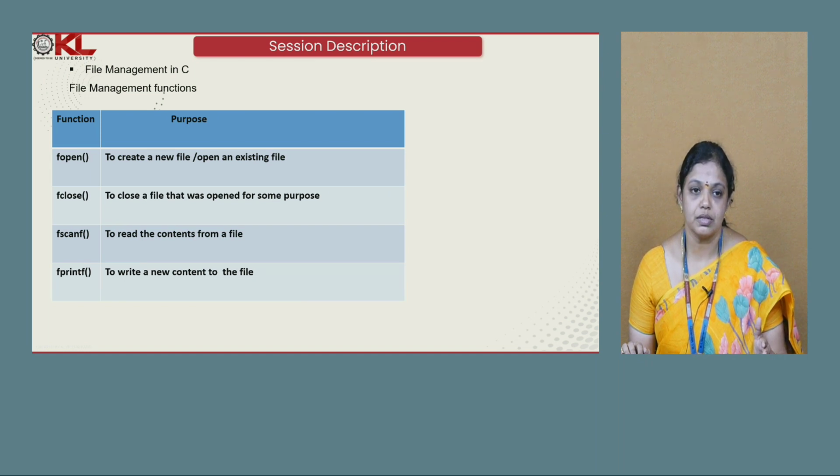The name of the function is fopen. The next function is fclose, to close a file that was opened for some purpose. Closing a file is not mandatory, but it is a good programming practice to close a file when it was opened earlier. Then we have fscanf, to read the contents from a file, and fprintf, to write new content to the file. To list the functions quickly: fopen, fclose, fscanf and fprintf. We will be looking into these functions in detail in our further slides.